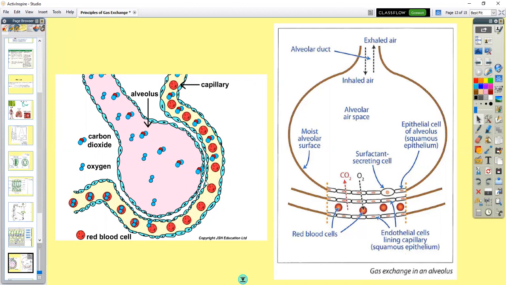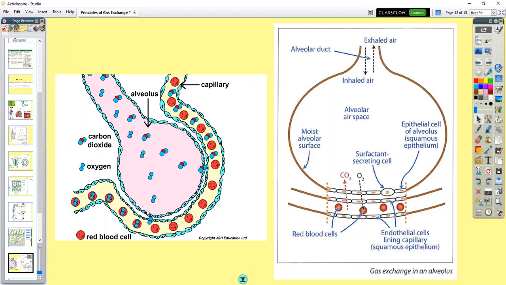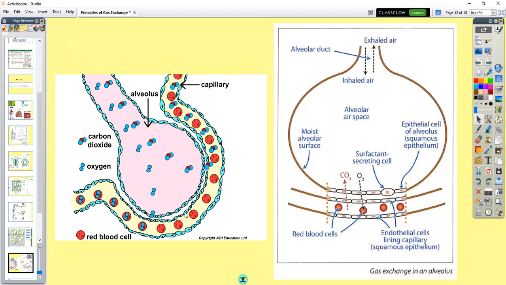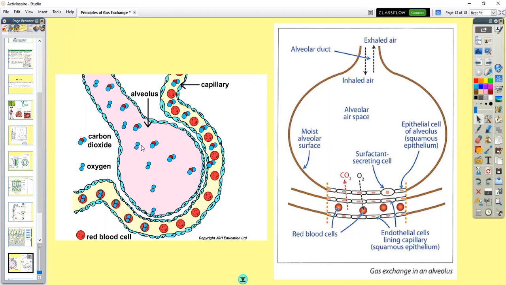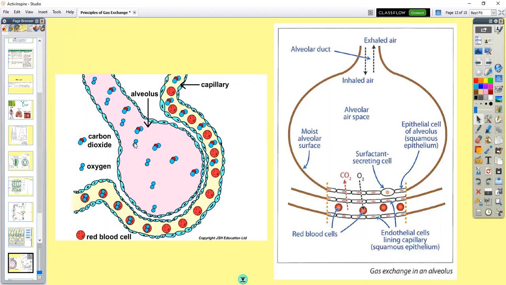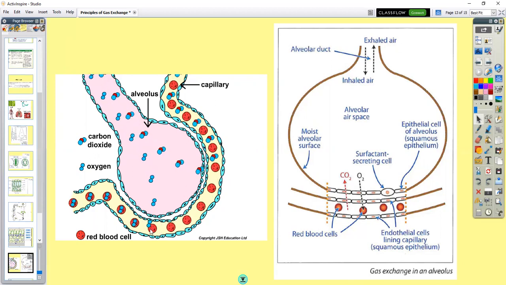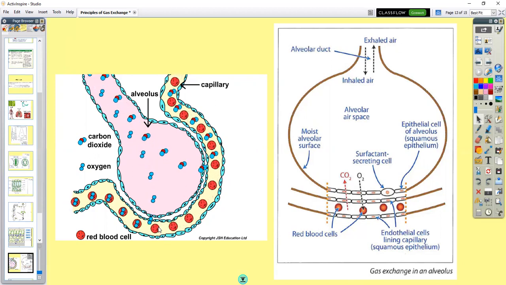It's curved, with this sort of bunch of grapes, as I call it, or rounded shape, which increases the surface area. It's got a concentration gradient, so a higher concentration of oxygen moving in here, lower concentration of oxygen in the blood, so it's picked up by the red blood cells.